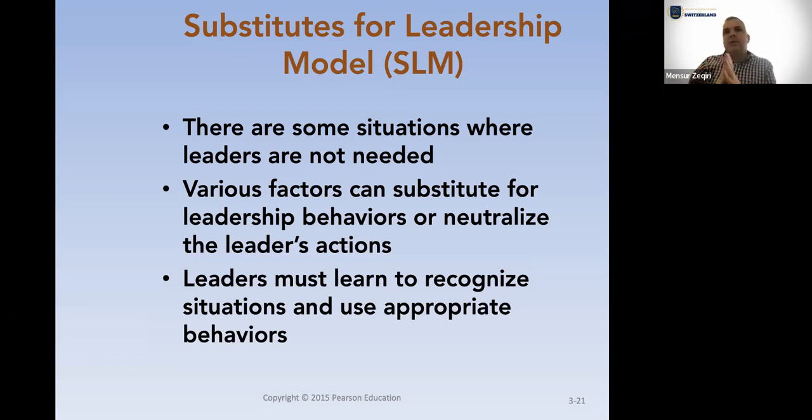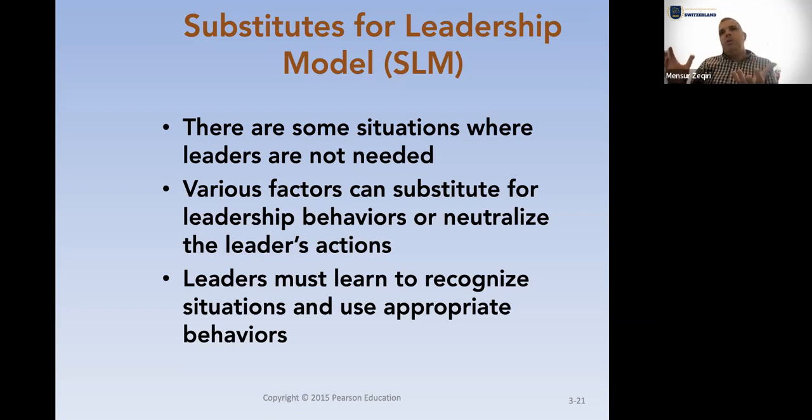So in these circumstances, there are various situational factors that replace the function of your leader of providing structure, guidelines, and support as an employee. According to the substitutes for leadership model, there are various organizational tasks and employee characteristics that can provide substitutes for the traditional leadership behaviors of consideration and initiation of structure.